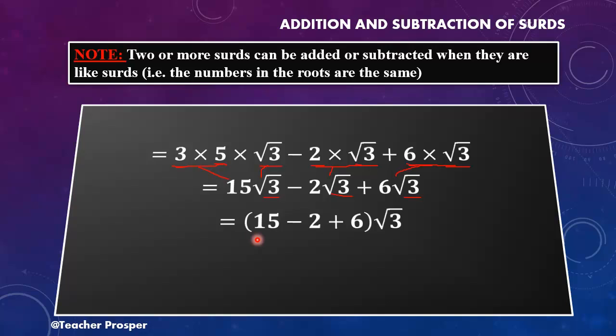Now when we further do the subtraction and the addition, we'll have 15 minus 2. That will give us 13 plus 6. That will give us 19. So in all, we are going to arrive at 19 root 3. And that is our final answer. This brings us to the end of addition and subtraction of surds.